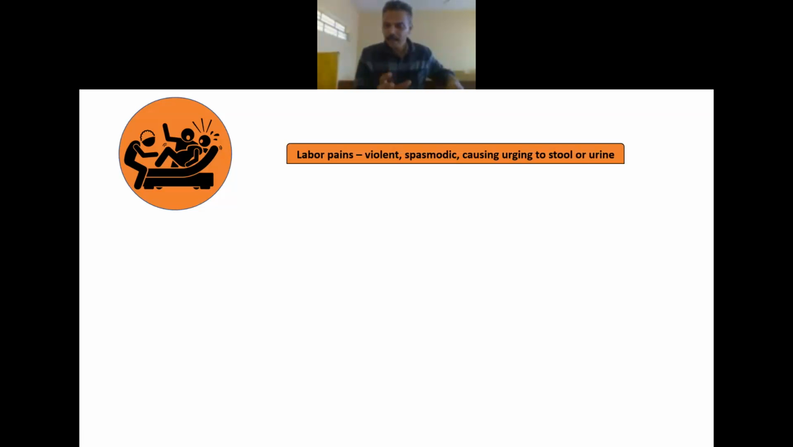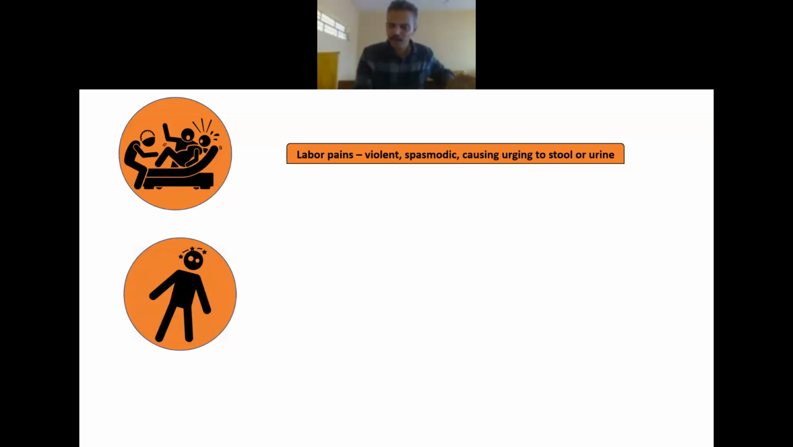So the labor pains in Nux vomica are very violent, very spasmodic, and during labor pains, a lady will have a frequent urge to pass stools or to urinate. This is very important. More we'll discuss under the female symptoms of Nux vomica. Now the last characteristic symptom I want to tell you here is that Nux is again a very good remedy for fainting. People who just go unconscious, who faint.